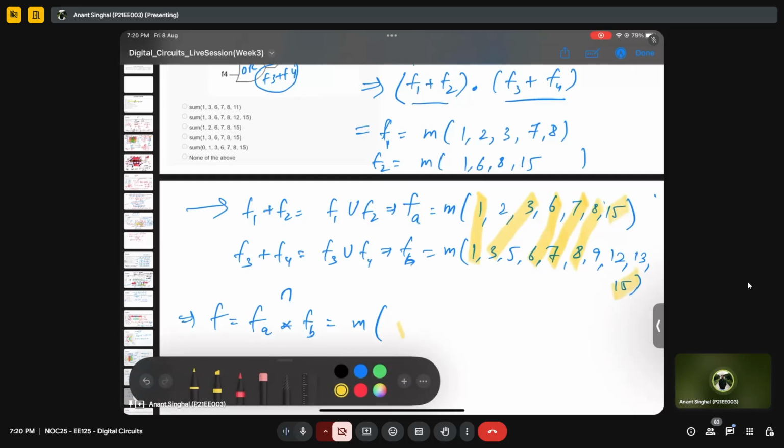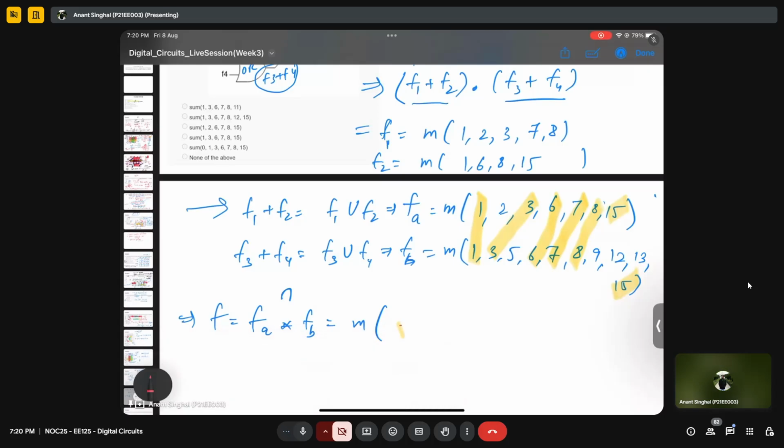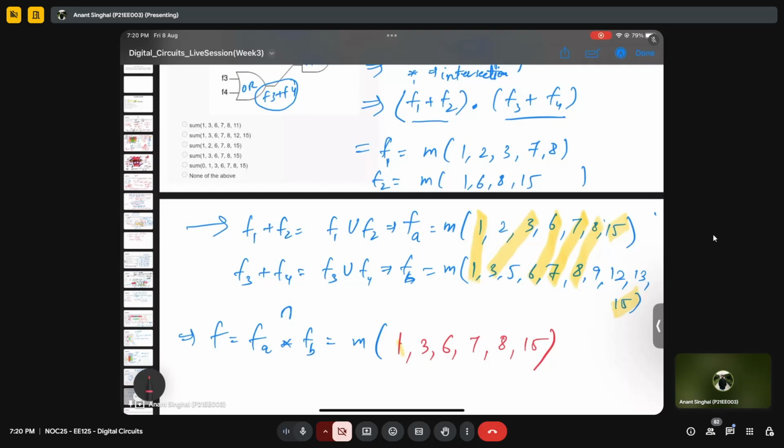So the final answer would be 1, 3, 6, 7, 8, 15. Is there any option like that? 1, 3, 6, 7, 8, 15. Yeah, option D is the correct answer.